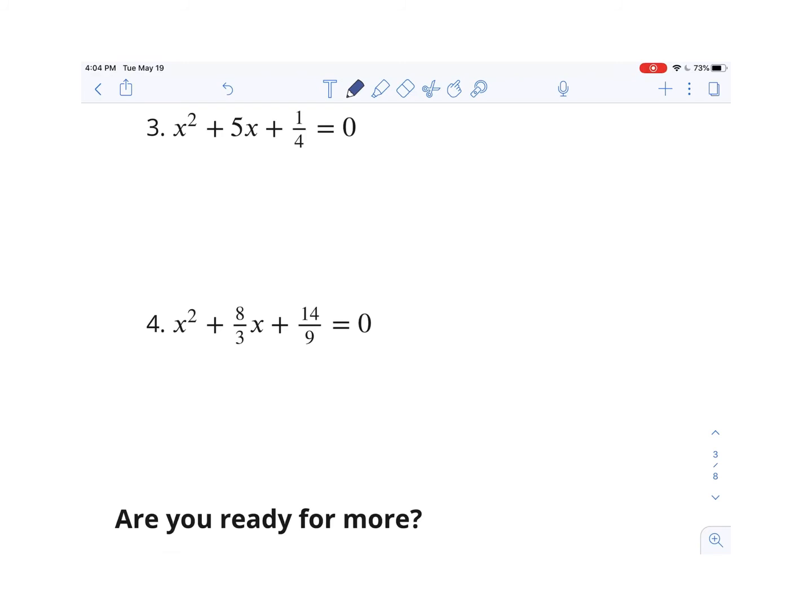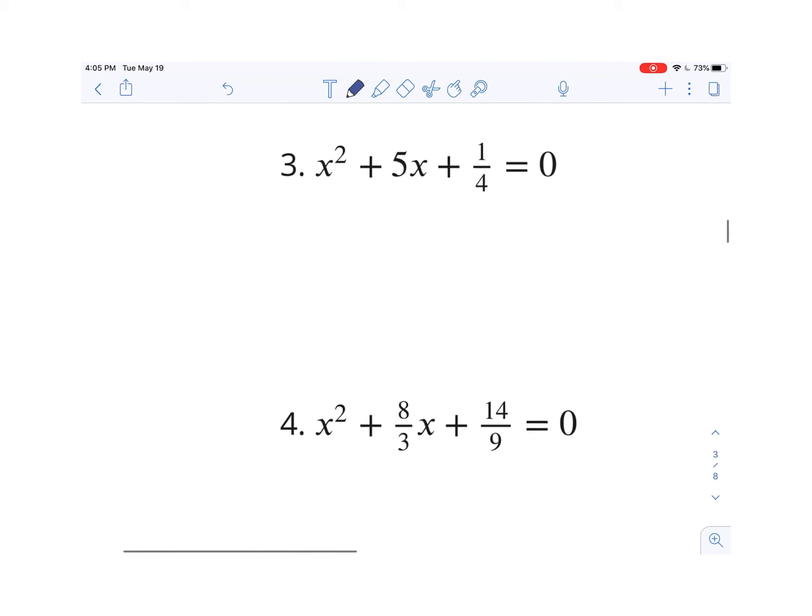All right, do the same thing for 3 and 4. If you feel confident in working on this, go ahead and do them on your own. I'll do one more. I'll do number 3 and give you just the answers for number 4 to check so that you can practice on your own.